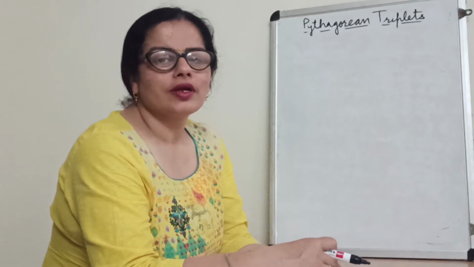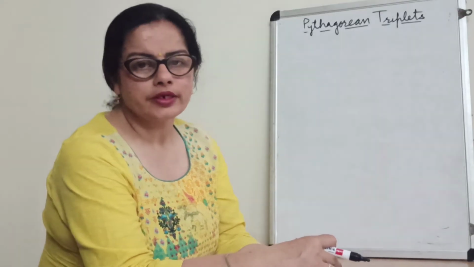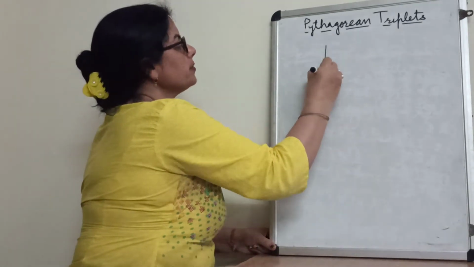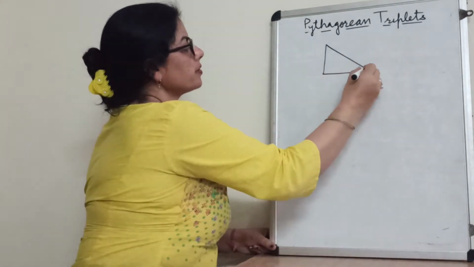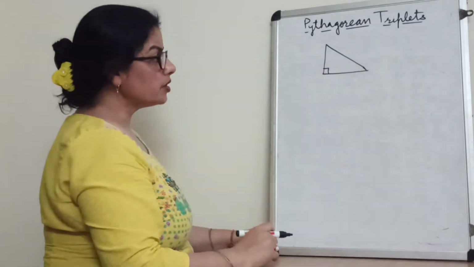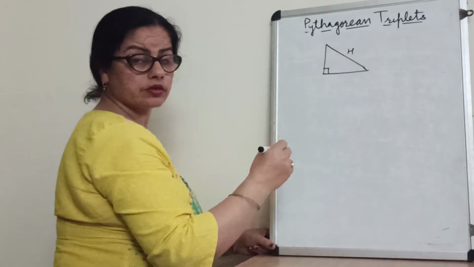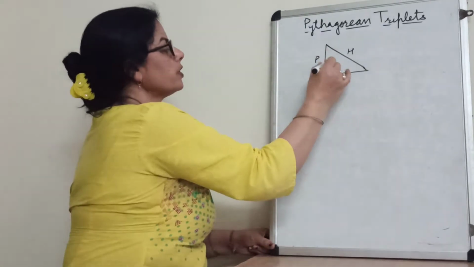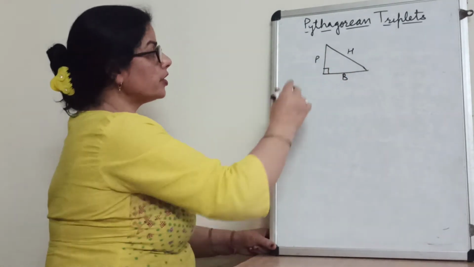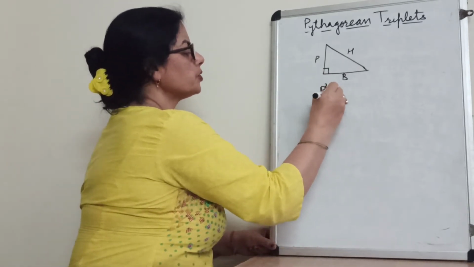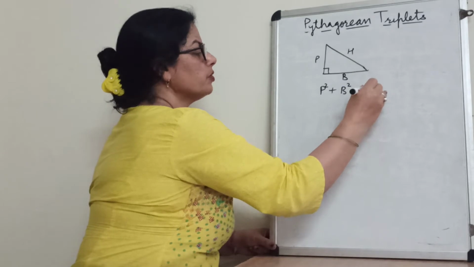Good morning students. Today we will study Pythagorean triplets. But before this, let us consider a right triangle. See, this is a right triangle. In this right triangle, the side opposite to 90 degrees is the hypotenuse, this is the perpendicular and this is the base. And you know the relation between these sides? P square plus B square is equal to H square.